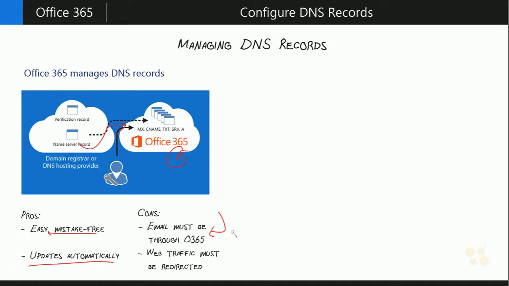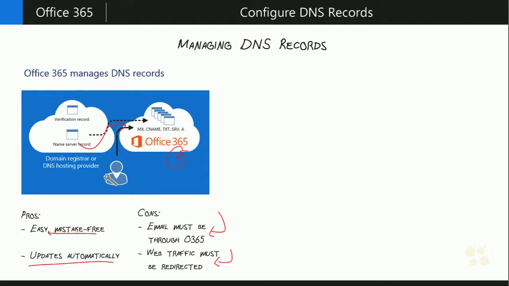Even if it's going to forward them on to another email server somewhere, Office 365 has got to be prepared for that. Also, any web traffic has got to be redirected from Office 365. So if you've got a website sitting at cbtoffice.com, that's not hosted in Office 365, so Office 365 has got to handle and redirect web traffic over to that website.